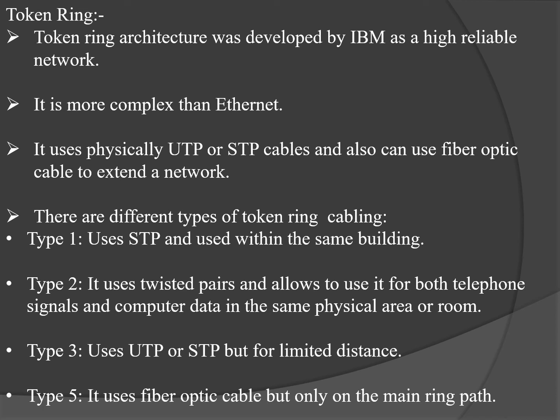Type 3 uses UTP or STP but for limited distance, so maximum we can say for 100 meters. And type 5 is more famous. It uses fiber optic cable but only on the main ring part. The main ring part that we have discussed, in that only it will be using the fiber optic cable in order to achieve the connection. So this is the introduction of the token ring and the types of token ring cabling as per IBM standard.